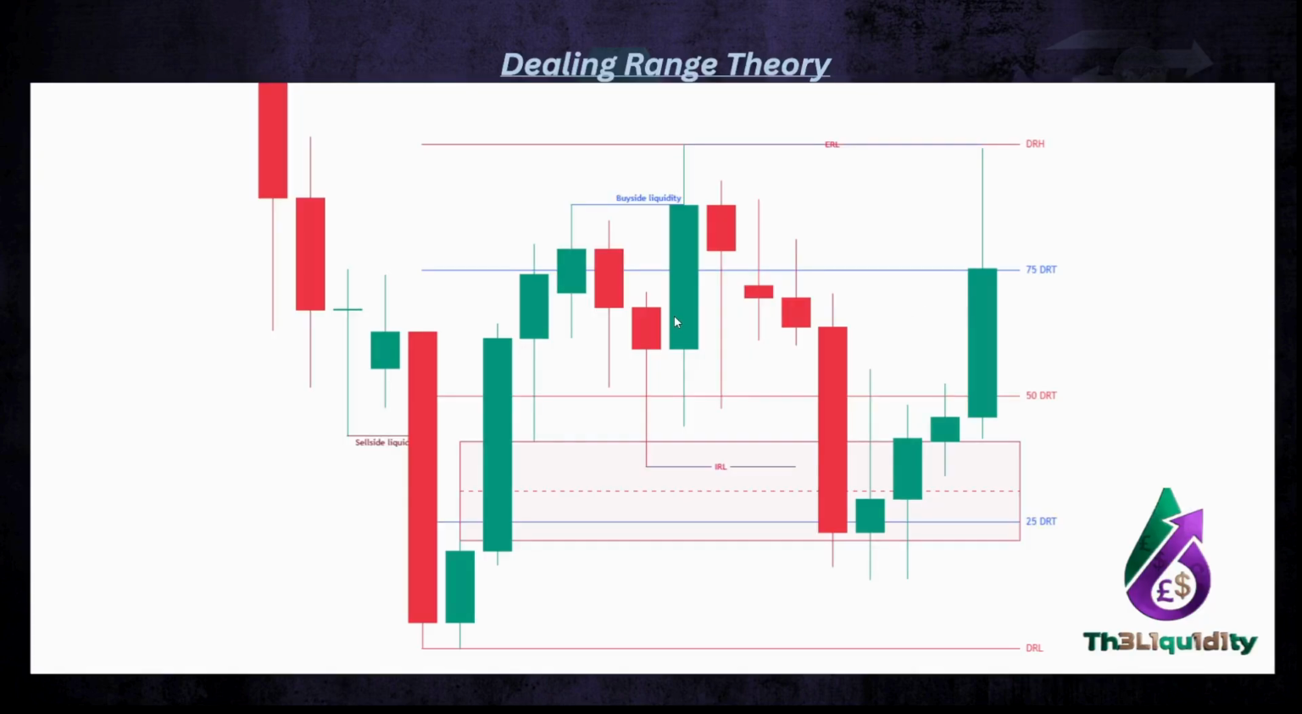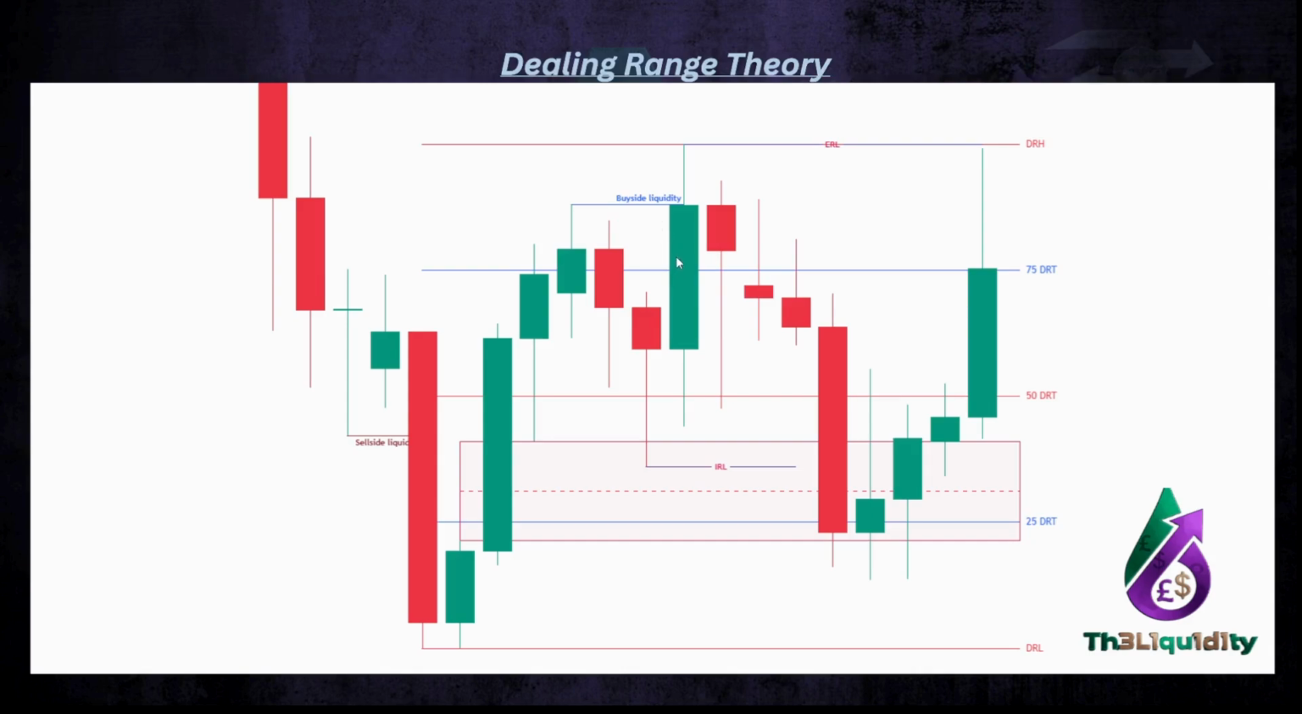Right, as you can see here, this is the pound dollar. It's a daily chart. And what we can see is price head down, taking out a sell side liquidity pool. Price then heads up, leaving a buy side inefficiency, also known as a bullish fair value gap. Price then taps into that fair value gap and heads higher, taking out a buy side liquidity pool.